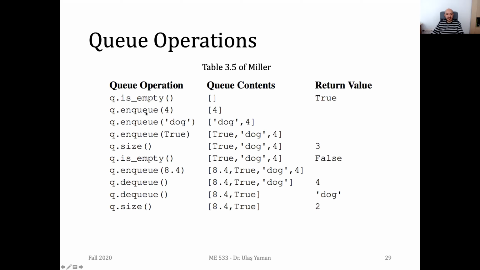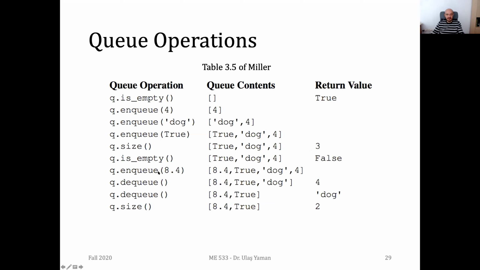And once you start entering some inputs to this queue, as you see, the first one is 4, the second one is the string dog. So we will have the oldest item 4, and then we have a newest item dog. And then we continue adding one more, a true value. This is now the newest one. Once you check the size, obviously it will return a value of 3. And now it's not empty, obviously. If you check it, your implementation will return a false value.